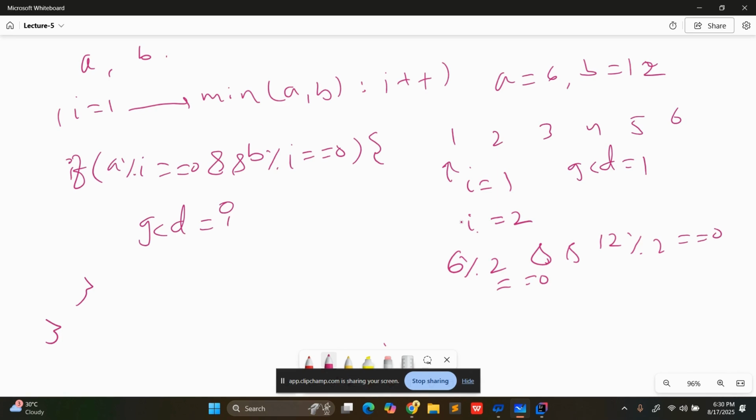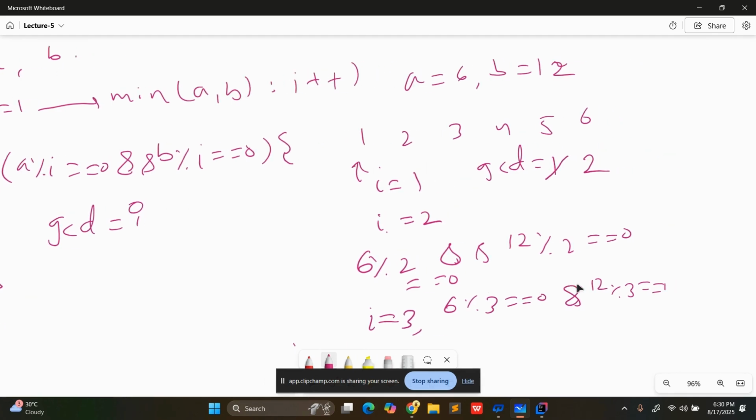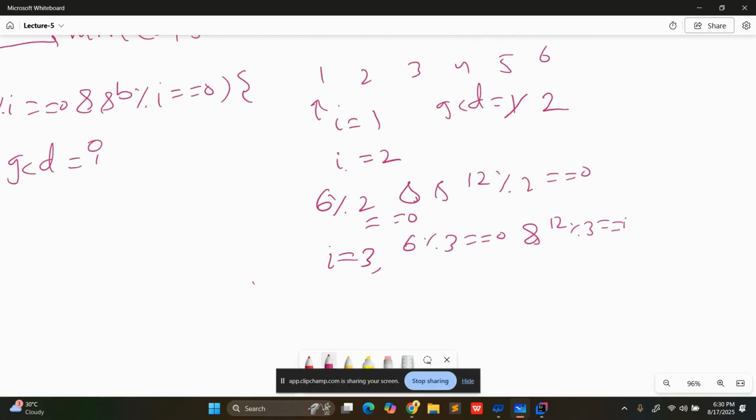So what I'm doing is I will be overwriting the GCD. Now I will be putting 2 here, and when you go to I is equal to 3, again you will check that 6 modulo 3 is equal to 0, and 12 modulo 3 is equal to 0. Yeah, you can definitely see that this is true, right? So this is also true, this is also true. Then you are modifying it as 3.